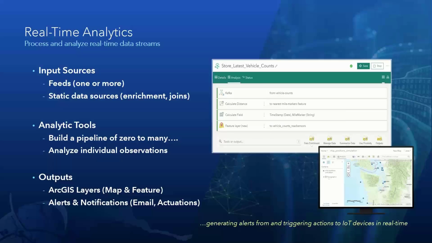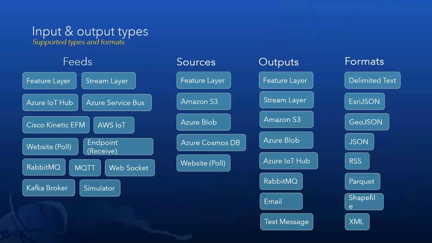You can also then use a model, which lets you build a pipeline of one or more tools, and you can analyze each observation individually. And then you can push that data out as layers, as map and feature layers. And you can also use it to configure alerts or notifications, so things like email or other actuation tasks.